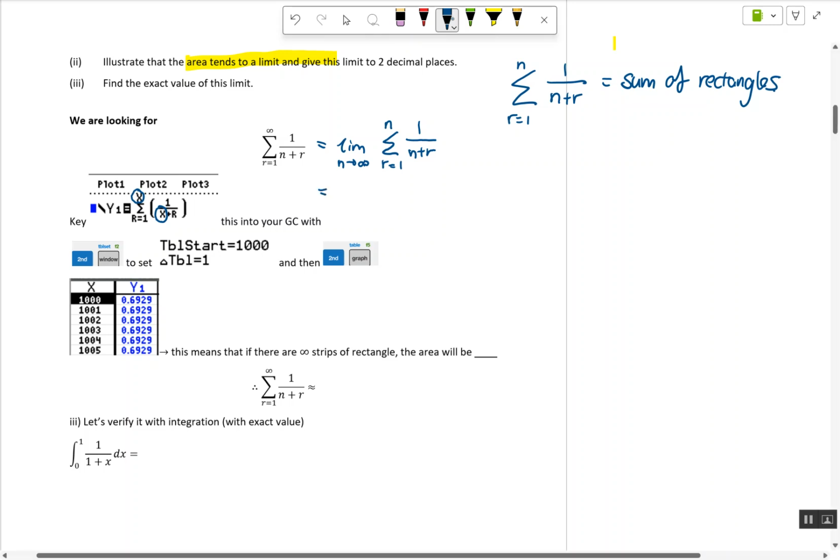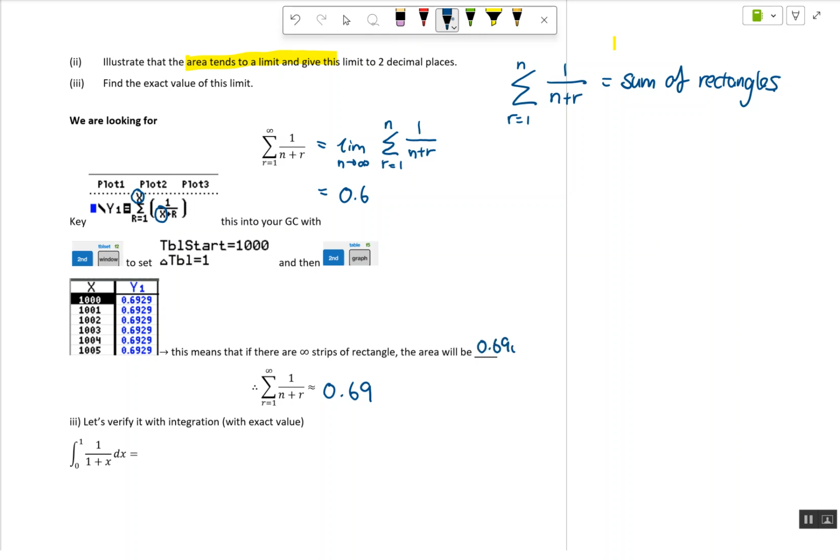So in a way, this is also a form of showing how a series converges. Then all you can say is that this equals 0.69. When there are infinity strips of the rectangle, the area will be 0.69 square units. This is the whole reason behind area under graph. It's actually dividing the area into very small little strips.